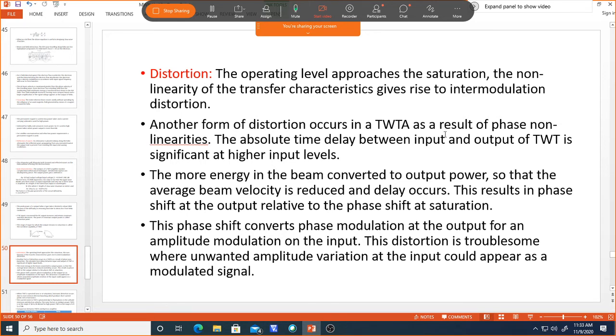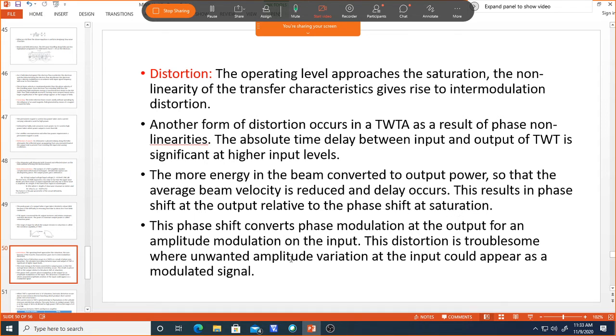Another form of distortion is phase distortion, that is, phase non-linearities. That is due to the time delay between the input and output of the TWT at significantly higher input levels. If you go on increasing the input level, because of the time delay between the input and output signal of the TWT, phase distortion will occur. The more energy is taken from the electron beam and converted to power, the average beam velocity is reduced and delay occurs. This results in a phase shift of the output relative to the phase at saturation.